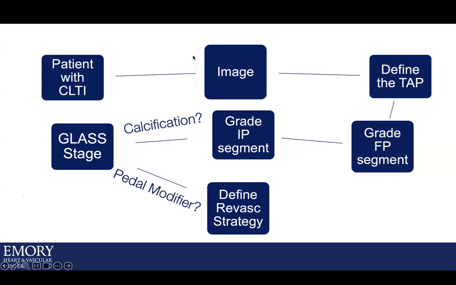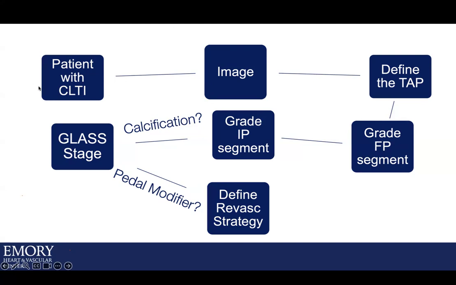The SFA and popliteal will always be involved, but then below the knee, which vessels should we work on? Anterior tibial or posterior tibial or peroneal? And then once we know the target artery path, we have to grade the femoropopliteal segment, grade the infrapopliteal segment, and then do the GLASS staging.